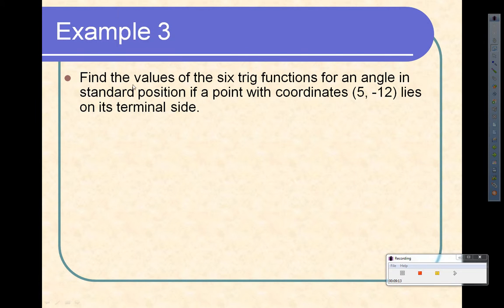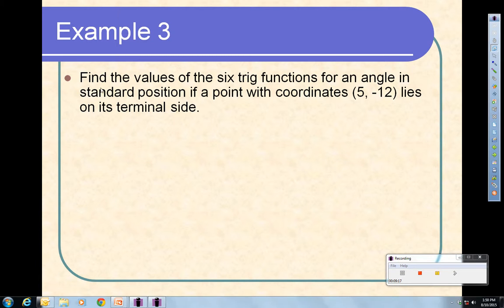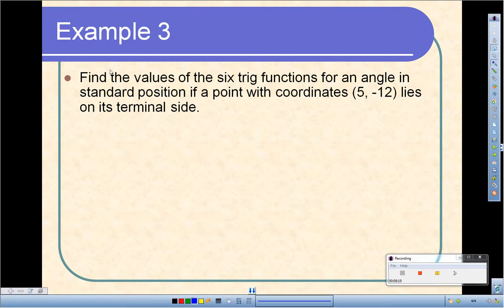All right, it says find the values of the 6 trig functions for an angle in standard position if a point with coordinates 5, negative 12 lies on its terminal side. Okay, so notice that the point 5, negative 12 is on its terminal side. So let's figure out where that point is. So let's see where 5, negative 12 is.